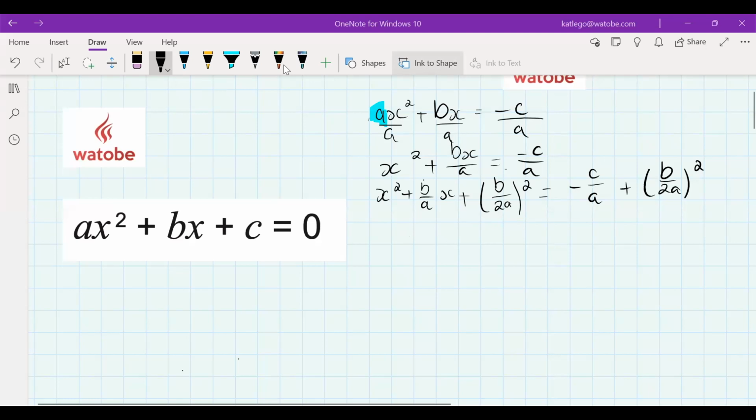So if you want the derivation, that's fine also. Some teachers might ask that. You can rewatch this video and see how to derive it. Start all the way from completing the square.